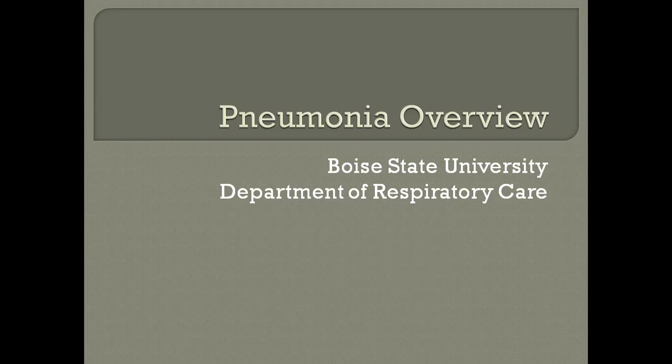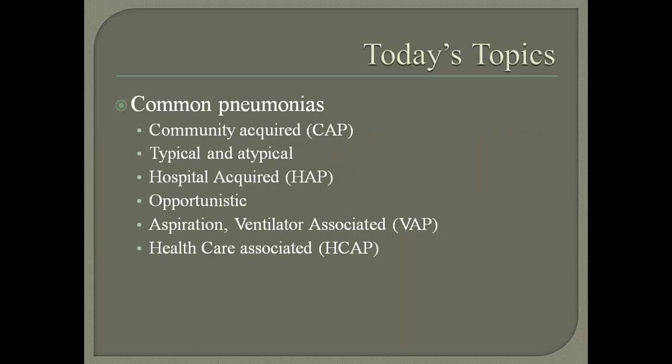Okay, we're going to do an overview of pneumonia today. We'll talk about community-acquired pneumonia, which is shortened CAP, typical and atypical strains, hospital-acquired pneumonia, opportunistic infections, aspiration or ventilator-associated pneumonia, VAP, and healthcare-associated pneumonia, which is HCAP.